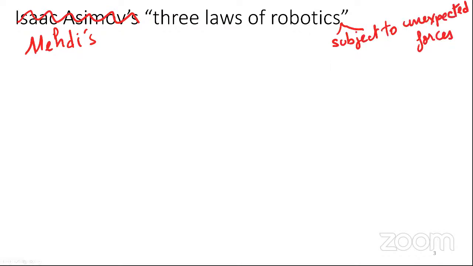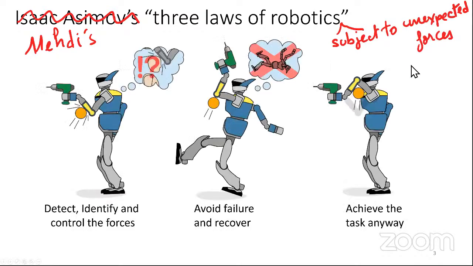If we have robots that are subjected to unexpected forces, my three laws, which also have priority, are that if an unexpected force happens, we need to detect it, identify it, and control it. Especially if we think about contexts where there might be humans around. So that's the first rule.